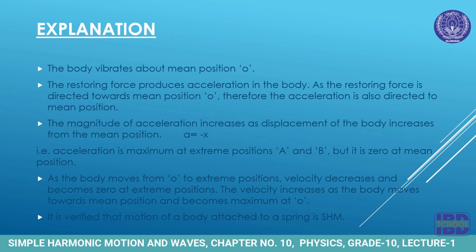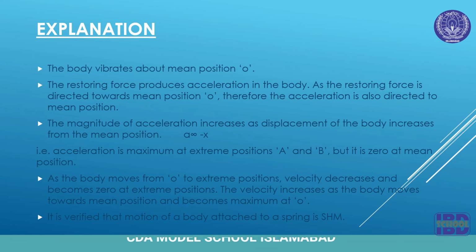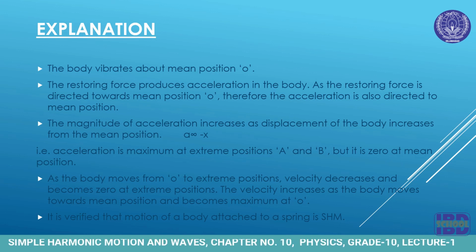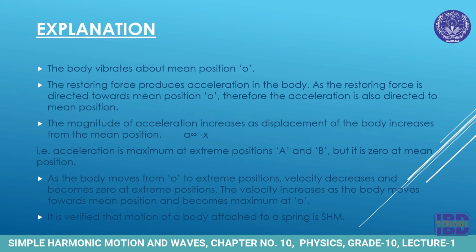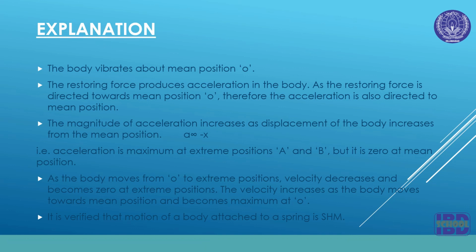Fourth point, as the body moves from O to extreme positions, velocity decreases and becomes 0 at extreme positions. Why does it decrease? It decreases due to the restoring force. The restoring force will try to bring the body back to mean position. Therefore, as it goes from mean position to extreme position, the velocity would decrease due to the restoring force. The value of velocity increases as the body moves towards mean position, and it becomes maximum at position O.